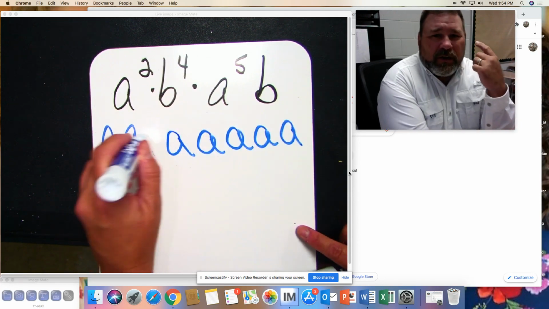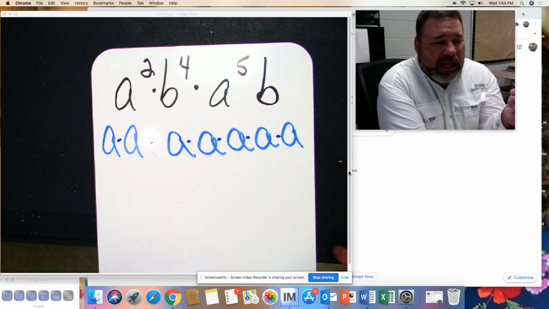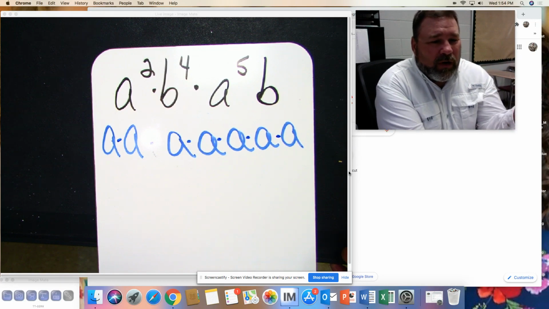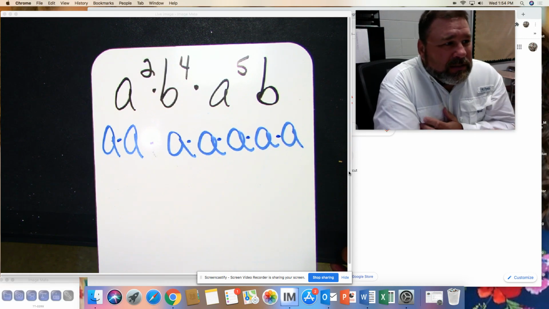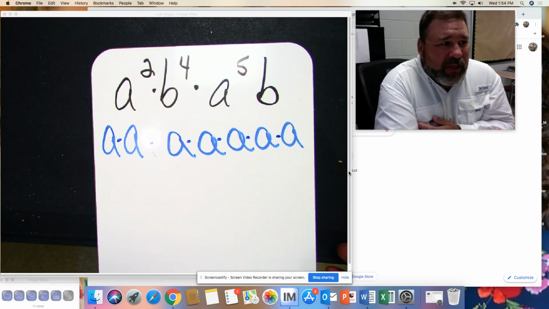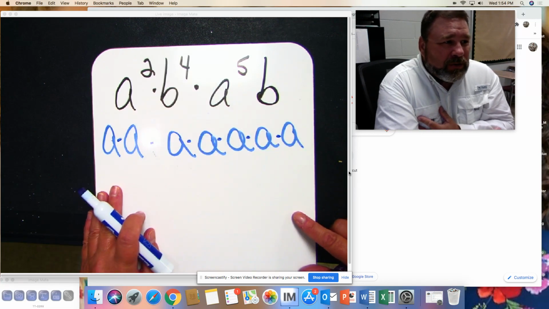You know what I just thought of, Miss Powell? Doesn't this go back to a property that we had called associative property? Isn't associative property where we can multiply in any order, and so the a's can go with the a's and the b's can go with the b's? Yes. Okay. So basically, I thought that was right. I learned that probably in Miss Harper's class.